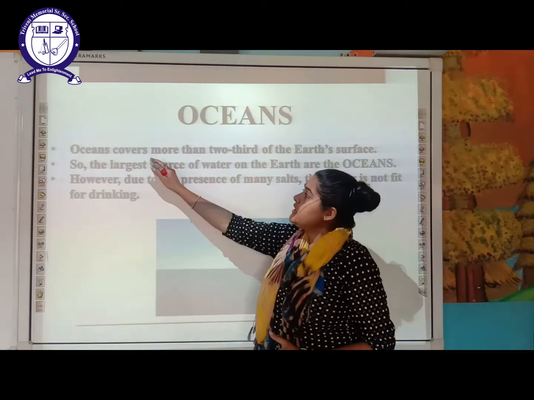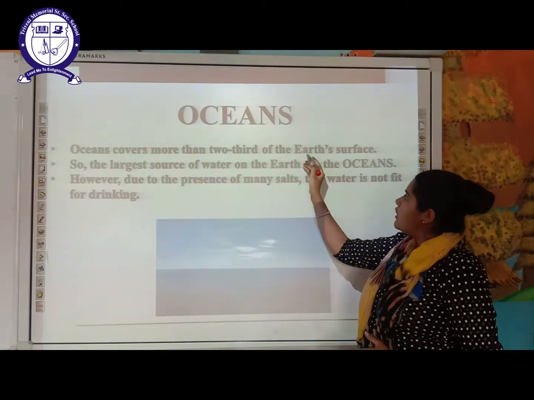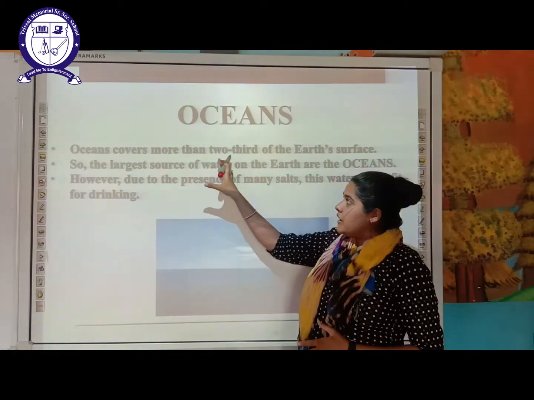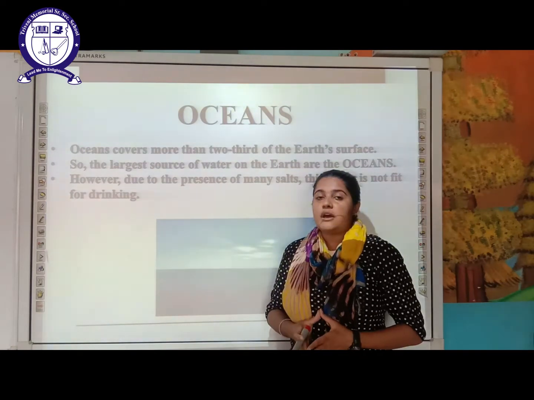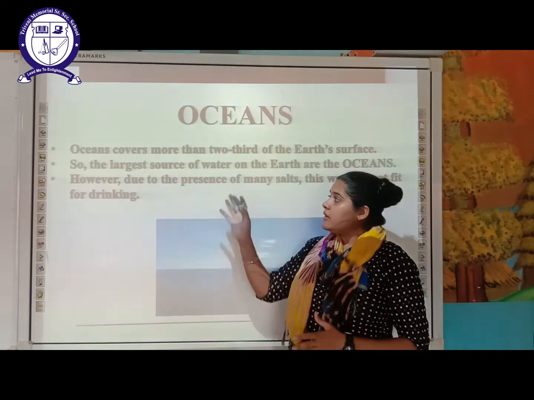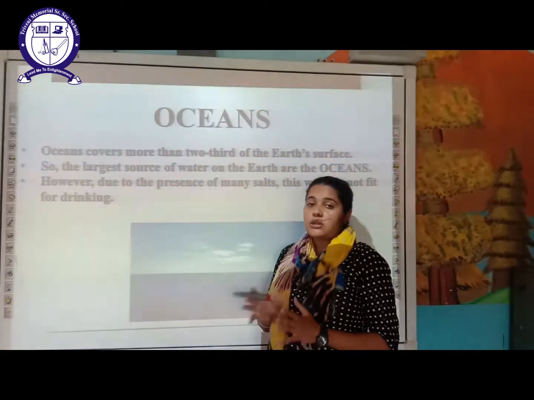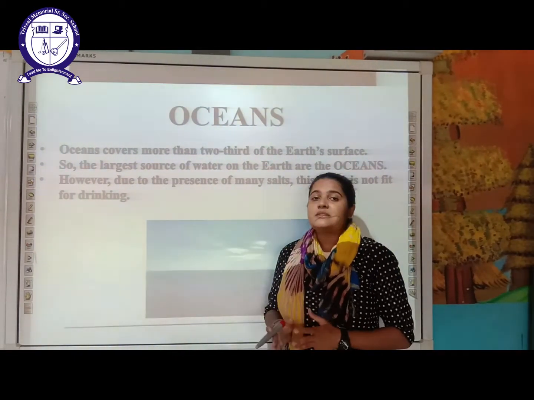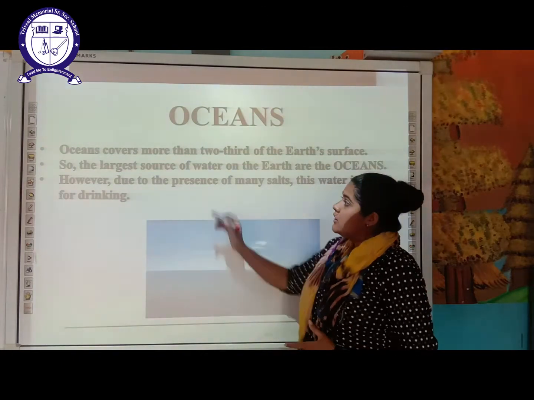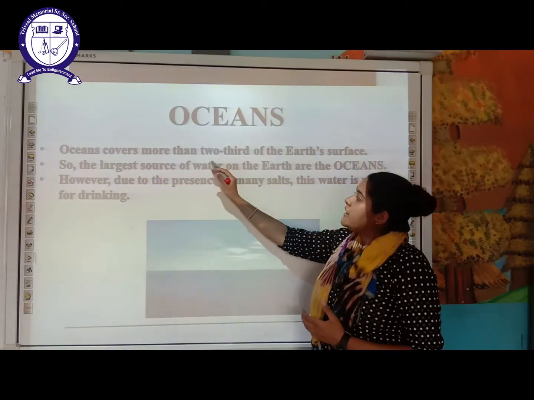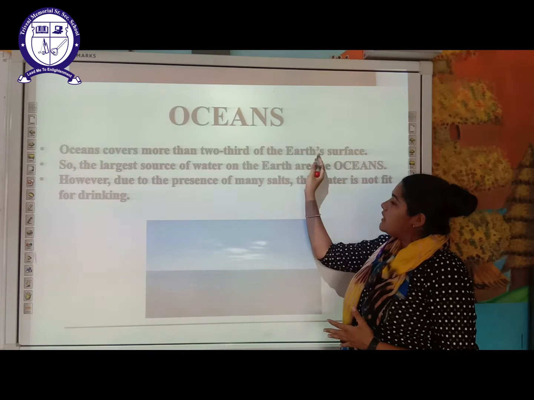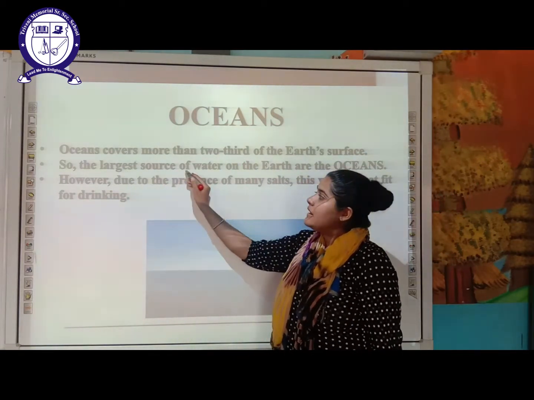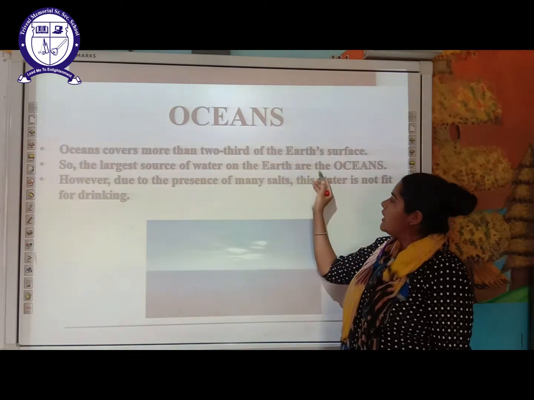Ocean. Oceans cover more than 2/3 of the Earth's surface. Students, when you see a picture of the Earth from space, 2/3 of our Earth is covered with ocean and the rest is land area. Because it covers 2/3 of the surface, it is called the largest source of water on the Earth.